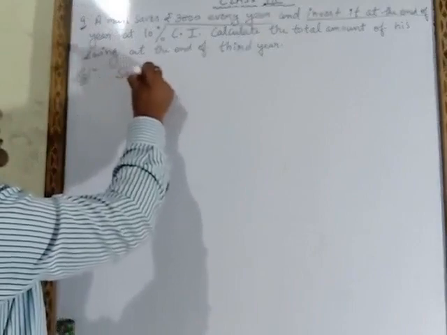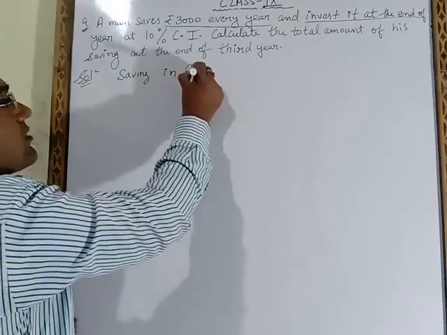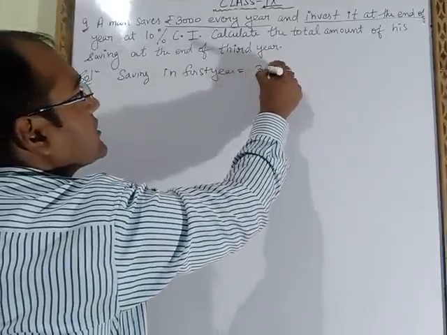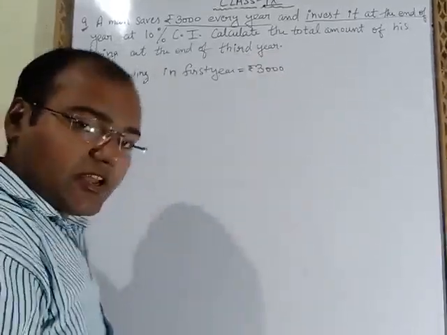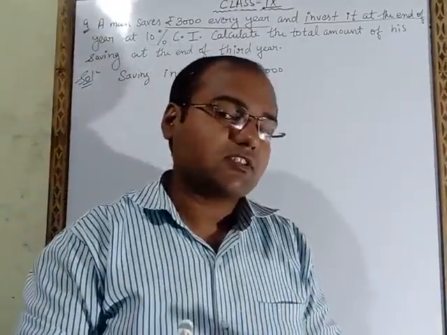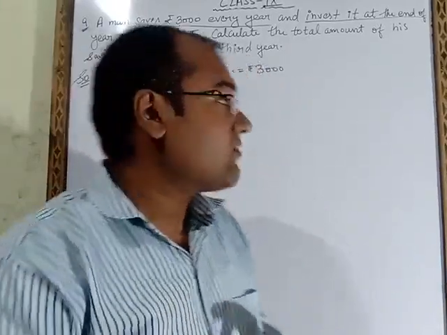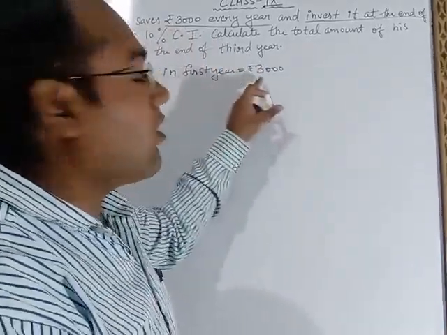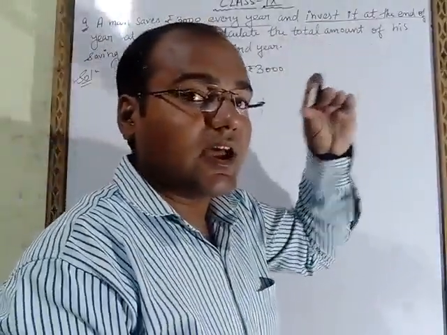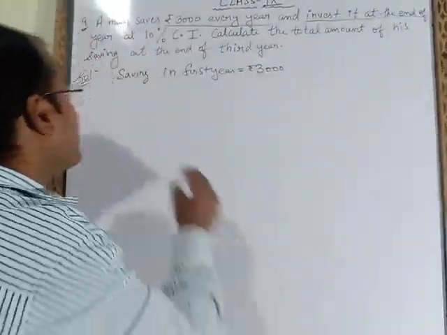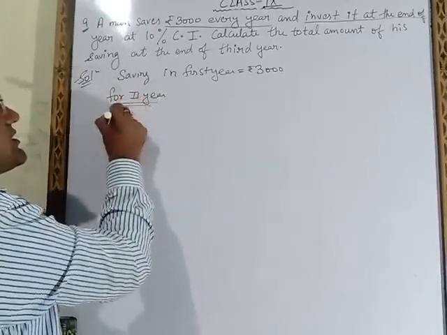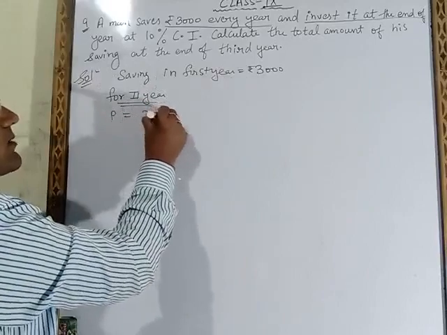Saving. In the first year he had saved how much? 3000 rupees. In the first year he had saved 3000 rupees, but he is not investing this 3000 rupees in the first year. What he will do? This saving of the whole year he will invest in the end. So that means for the second year this saving will become principal.